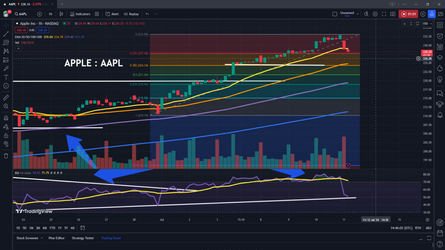This does look like it could be a fairly substantial move here to close the week. We may still be in the early phases of this. At the moment, what we do need to point to is the fact that share prices have already broken through their 20-period exponential moving average. That's this yellow line here.